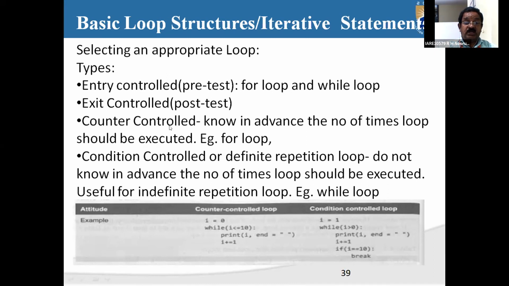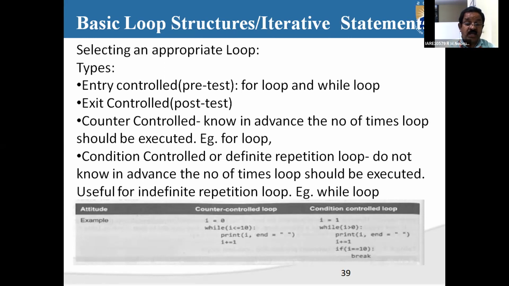So here, counter control statements. For example, you know exactly how many times the loop has to be iterated. Such types of looping statements are called counter control statements. You know in advance how many times the loop should be executed. The example for that one is the for loop. We are specific about how many times it is going to be executed.